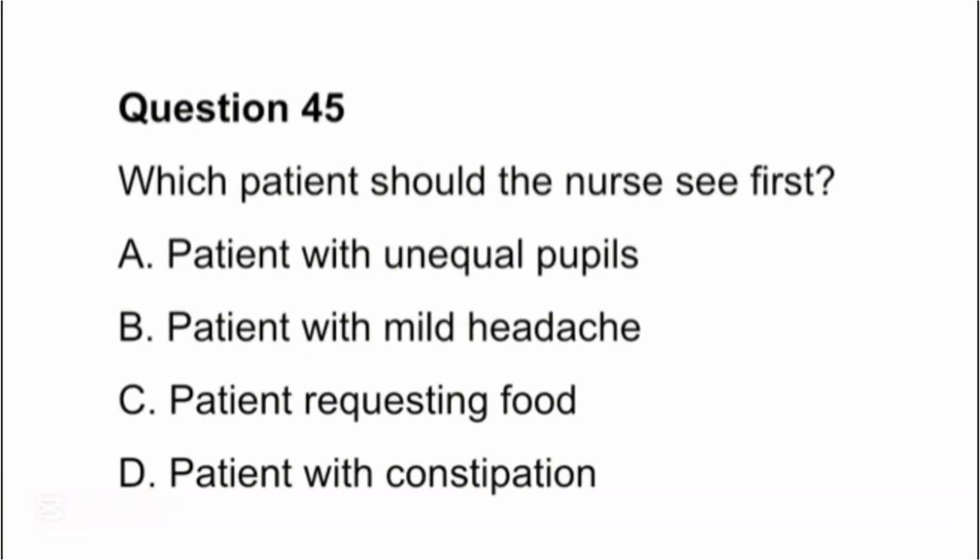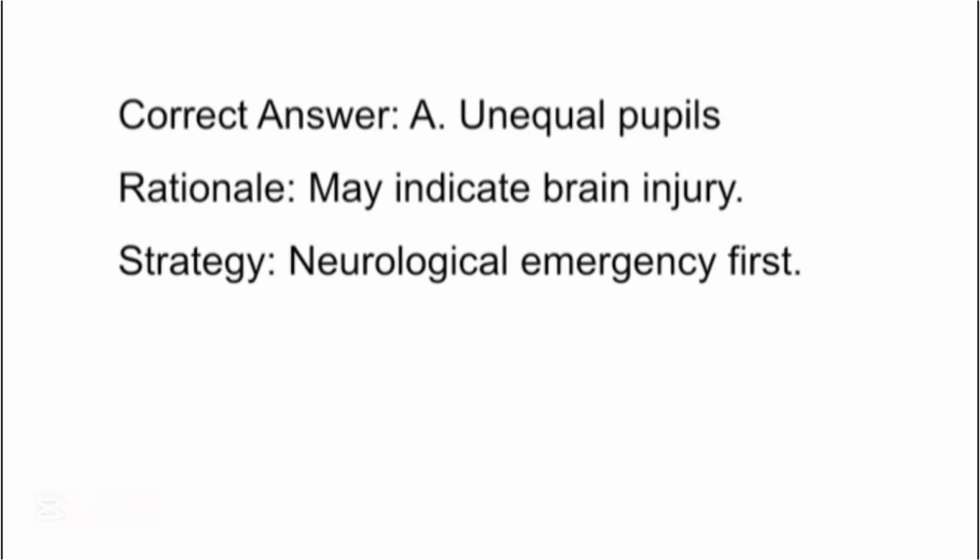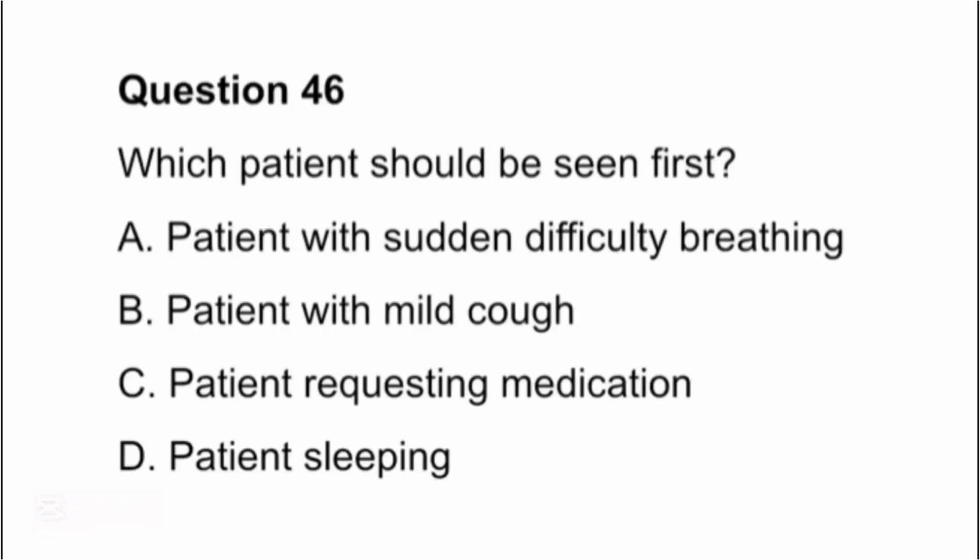Question 45. Which patient should the nurse see first? A. Patient with unequal pupils. B. Patient with mild headache. C. Patient requesting food. D. Patient with constipation. Correct answer: A. Unequal pupils. Rationale: may indicate brain injury. Strategy: neurological emergency first.